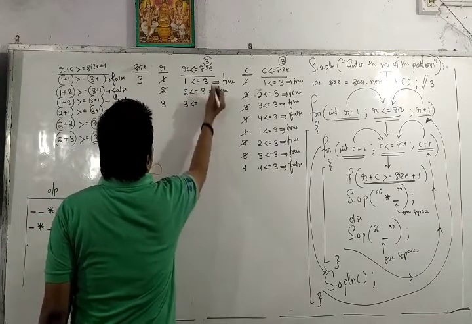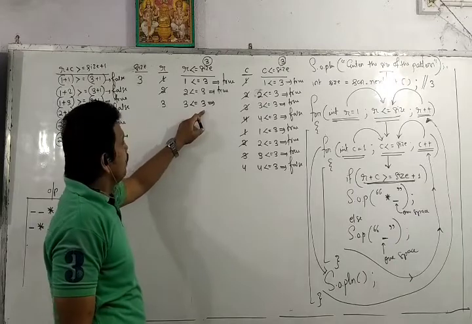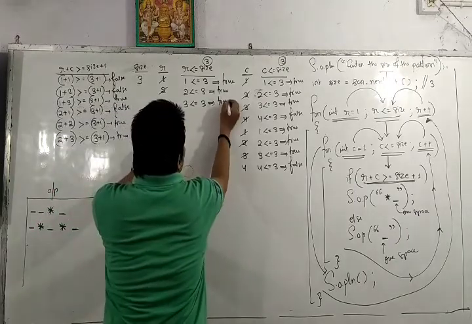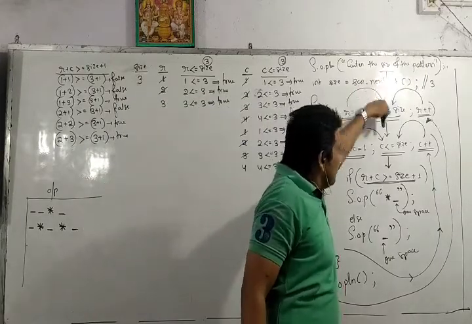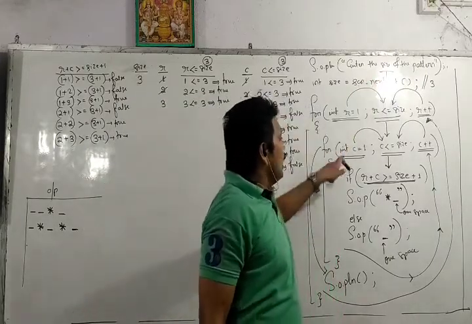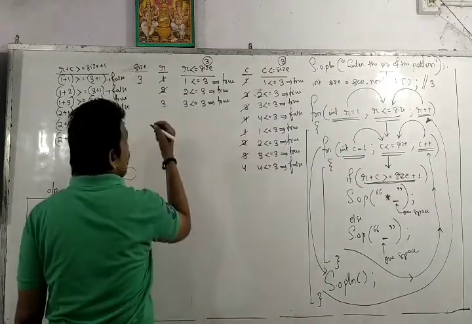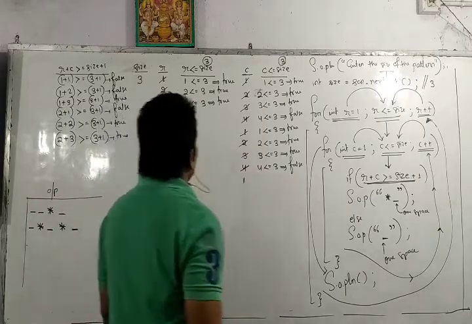3 is less than or equal to size, size is 3. So 3 is less than 3? No. 3 is equal to 3? Yes. If any one is yes, it means true. If it is true, then the control again goes within the body of the outer for loop, and again the value of C becomes 1. Okay.